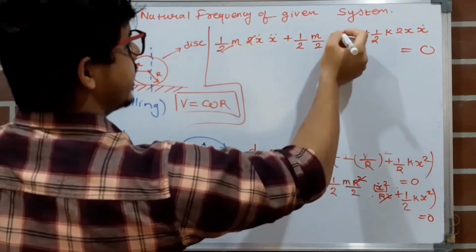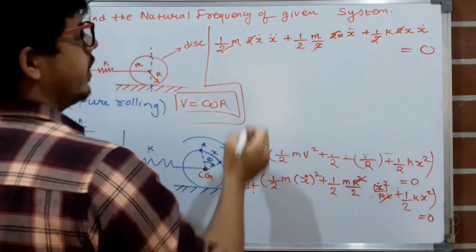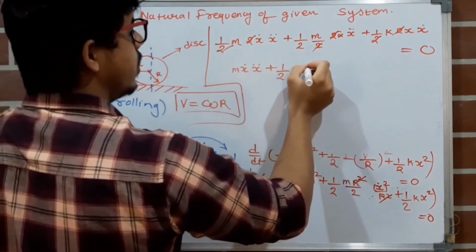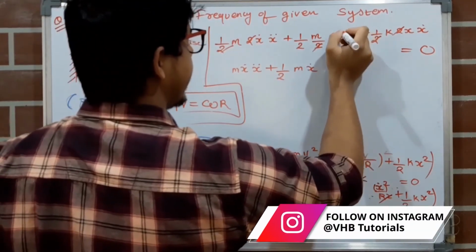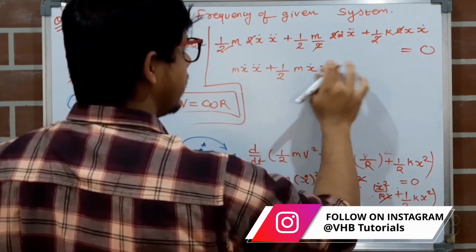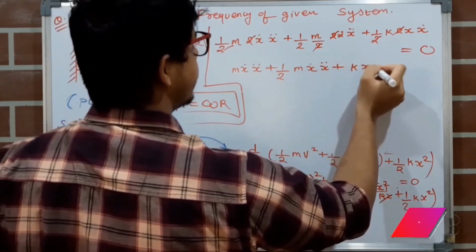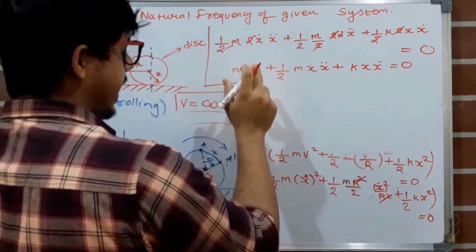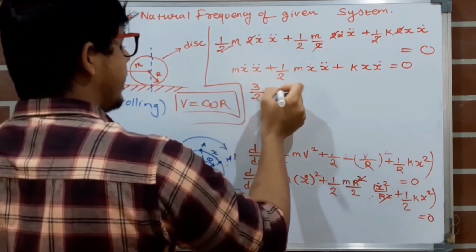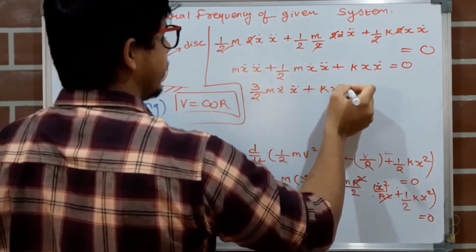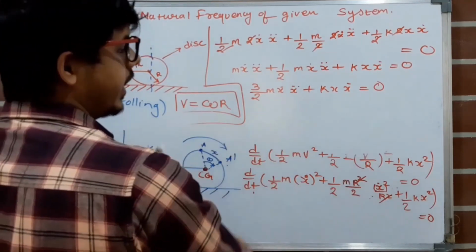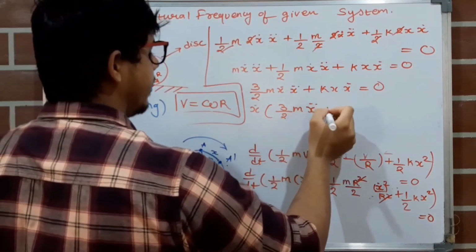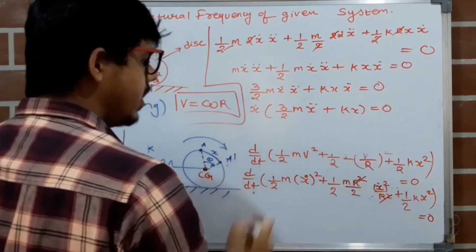Now this 2 gets cancelled, this 2 gets cancelled, and this 2 also gets cancelled. So we are getting m x dot into x double dot plus 1 by 2 into m x dot into x double dot plus k x into x dot, which is equal to 0. So this 1 by 2 m x dot x double dot plus m x dot x double dot will be 3 by 2 m x dot into x double dot plus kx into x dot, equal to 0. Now we are getting a common term, that is x dot. So bringing x dot out, we get 3 by 2 m into x double dot plus kx equals 0.